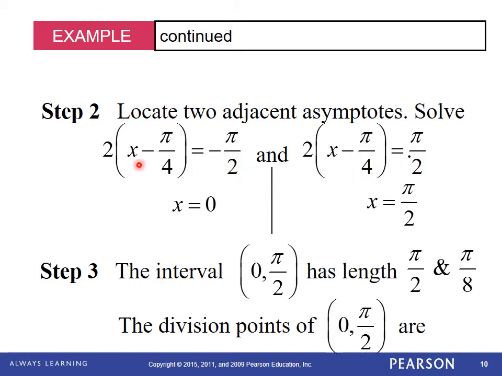So in this case, we do some work here, but you guys should be able to do this. You're going to multiply everything by 2, and then add pi over 4 to it, and you're going to get a value of x equals 0. On this side, again, multiply everything by 2, add pi over 4 to it, and you're going to get a value of pi over 2. That really gives us our interval. Our interval is from 0 to pi over 2. Those are our vertical asymptotes. And once we've got that, we can graph the rest of it.